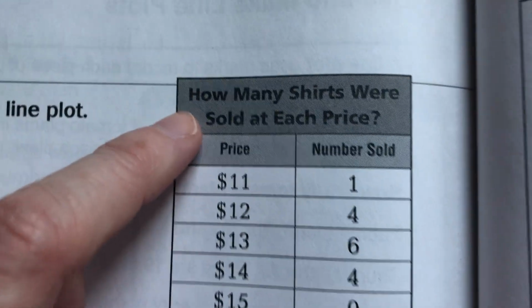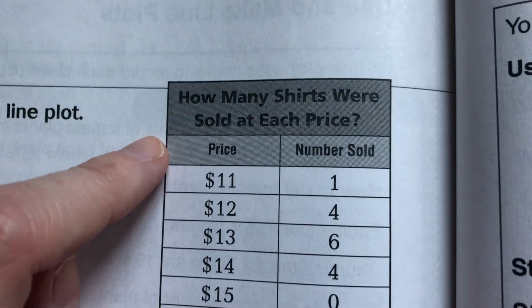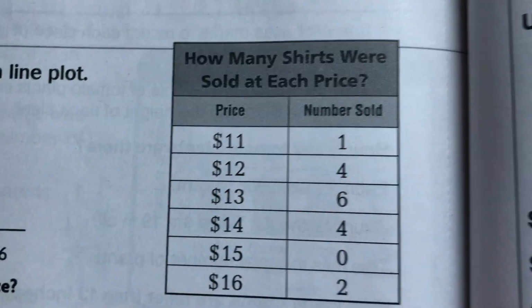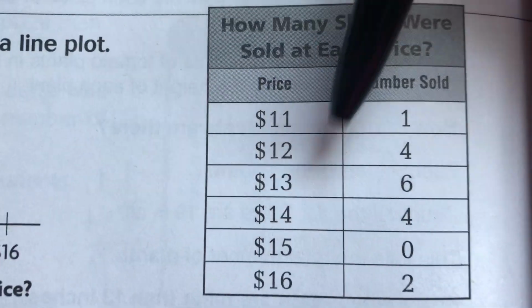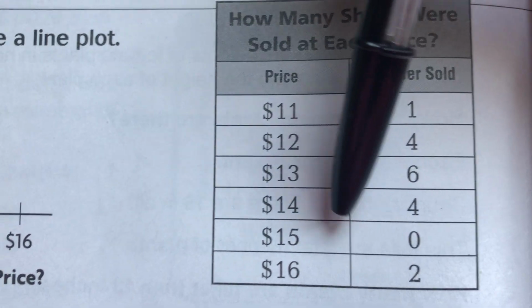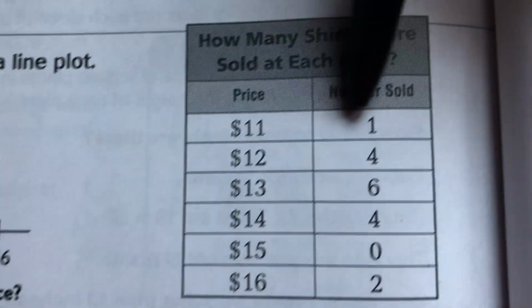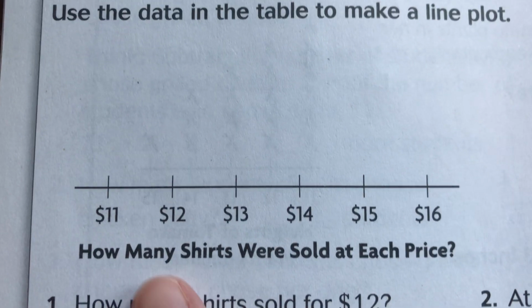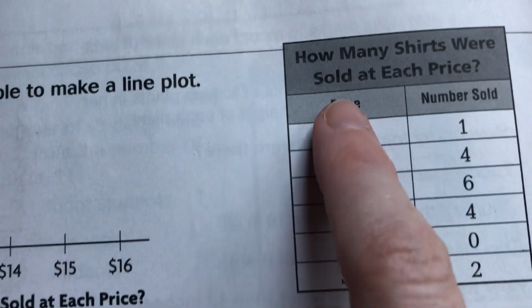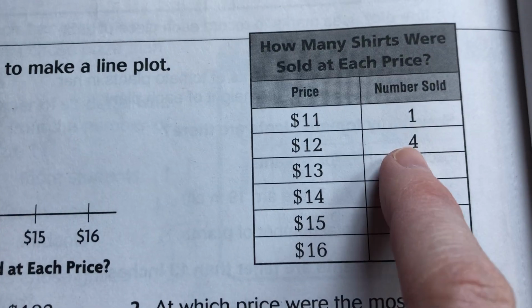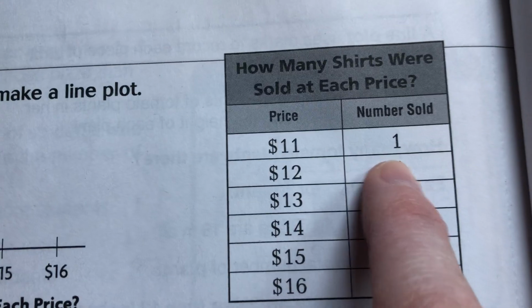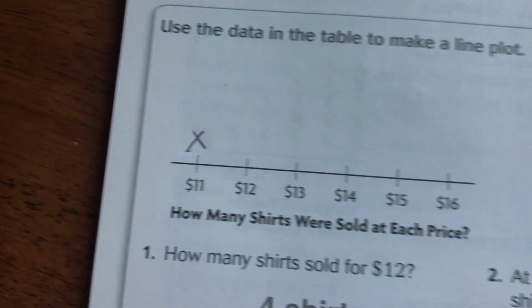The title over here says, how many shirts were sold at each price? Here are prices, and here are the numbers sold. So there's $11, $12, $13, $14, $15, $16. Okay, for $11, 1 shirt was sold. So under here I have all of the prices that match what was in the table. And for each shirt that's sold, I'm going to place an X on top of it. So for 11, 1 shirt was sold. On top of the 11, I'm going to place an X.